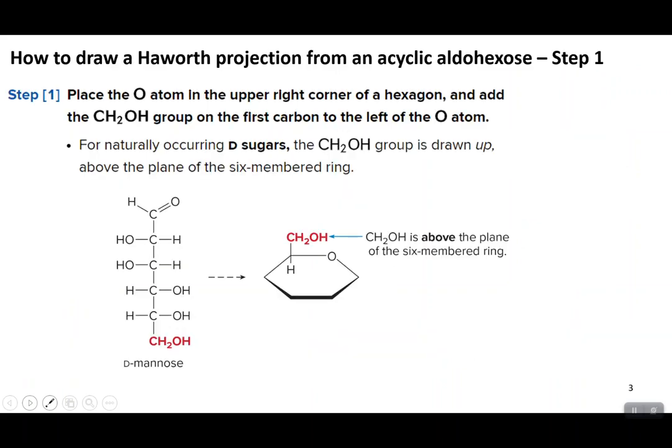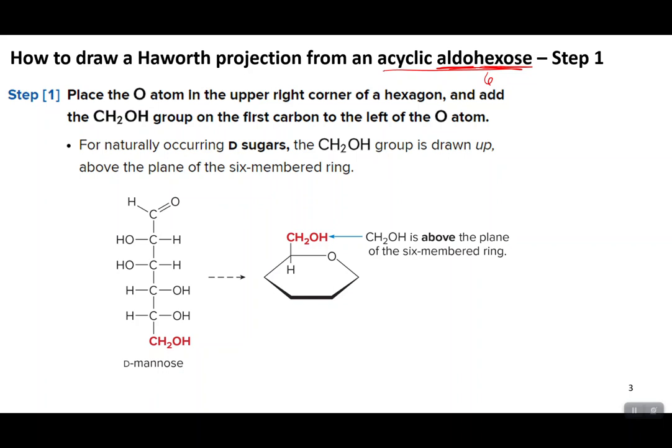All right, so how do we go from a linear structure to a Haworth projection? We're going to start first with looking at where our starting point is, an acyclic aldohexose. So again, recall aldo means that I have an aldehyde in my sugar or in my carbohydrate. Hexose means I have 6 carbons in the sugar; hex means 6.